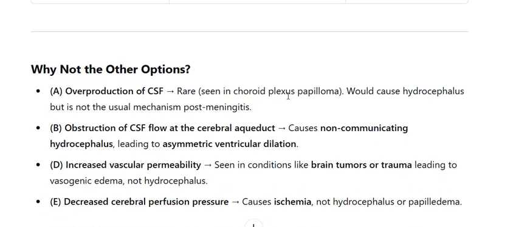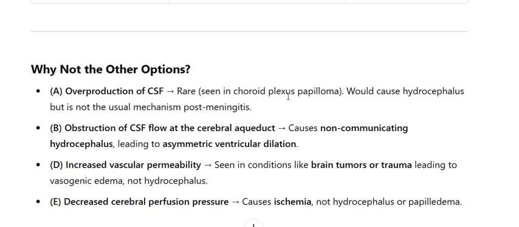Why not the other options? A. Overproduction of CSF is rare, seen in choroid plexus papilloma. It would cause hydrocephalus, but is not the usual mechanism post-meningitis. B. Obstruction of CSF flow at the cerebral aqueduct causes non-communicating hydrocephalus, leading to asymmetric ventricular dilation.